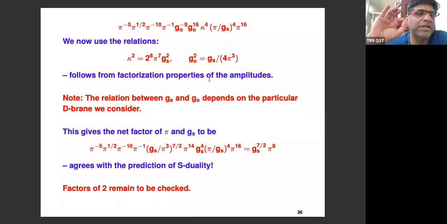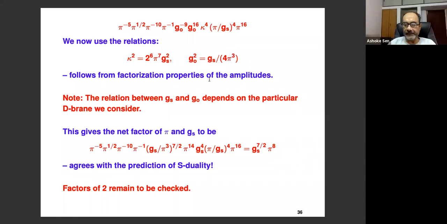So G_O is defined so that every vertex operator is G_O times e to the power whatever. That's right. G_O times the standard normalization vertex operator. Yes, thank you. Exactly.